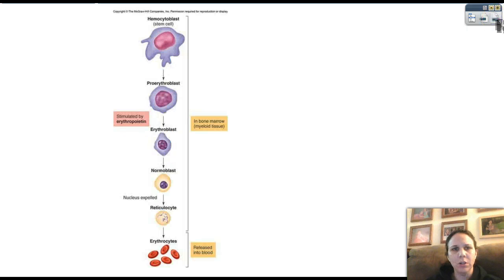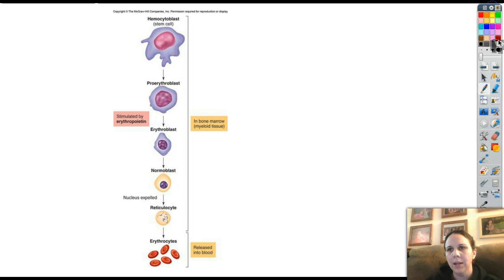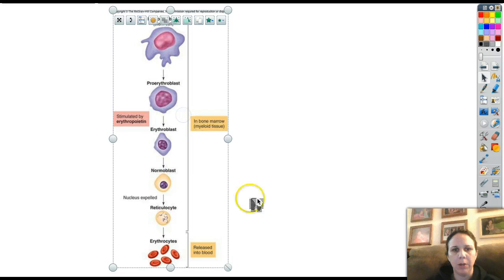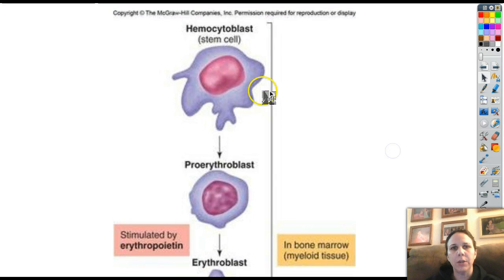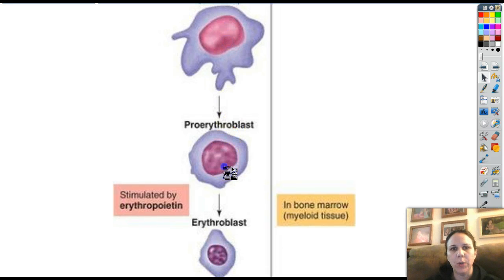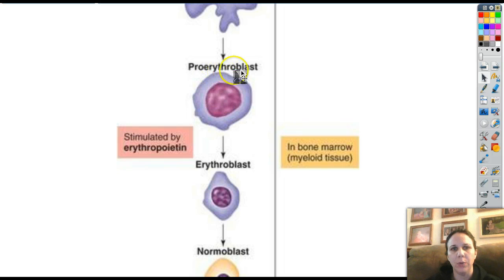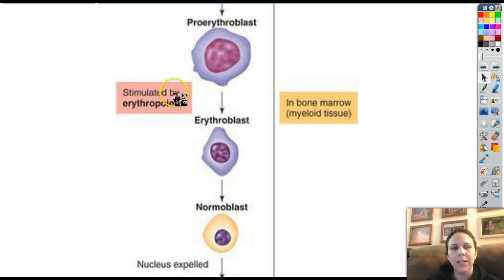So here's a picture to kind of help you see this. And what I'm going to do here is kind of make it bigger and then go through it a little bit. Whoa, not that big. Alright, so here's my stem cell, the hemocytoblast. So then he turns into a first erythroblast. And then he gets stimulated by a hormone called erythropoietin, and he turns into an erythroblast. This is all in the bone marrow.